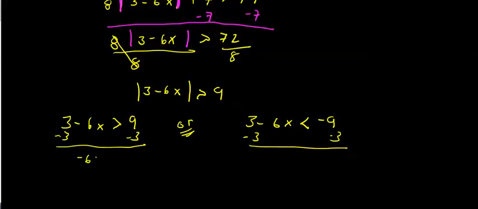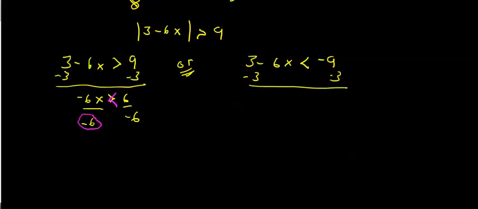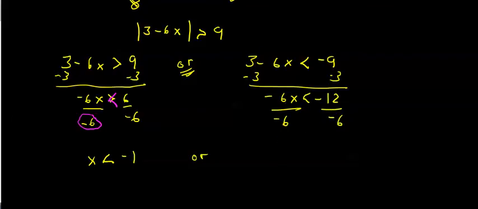And I get negative 6x is greater than 6. I'm going to divide by negative 6. When I divide by a negative, when this number here is negative, I switch the direction. So I now have x is less than negative 1. Again, it's an or. I have negative 6x less than negative 12. I divide by negative 6, both sides. Notice I write it down twice. And since it's a negative again, I switch the direction of the inequality. And I end up with x is bigger than 2.